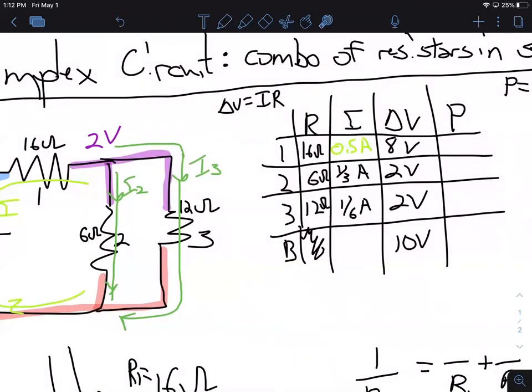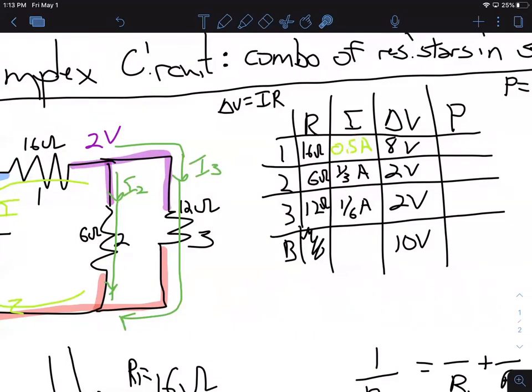Okay. I can check my work. I know that I is splitting into these two. So this is 0.5 or 1/2. What's a third plus a sixth? That's 2/6 plus 1/6 is 3/6. 3/6, well that's 1/2. Good, I've conserved current. So always be checking your work, making sure your rules still apply.